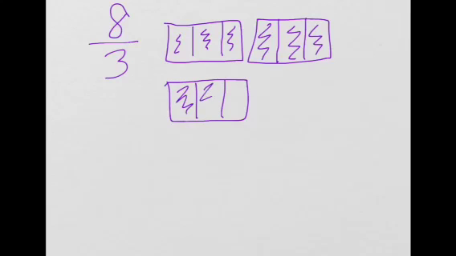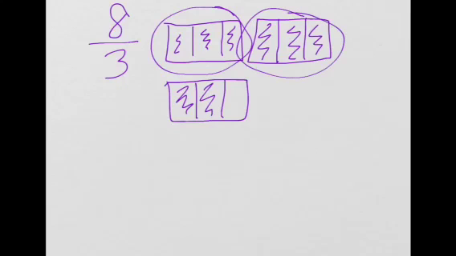Here's 7. Here's 8. So I can look at that and say this was one whole, 2 wholes, and 2 more thirds. So the fraction 2/3. So 8/3 becomes 2 2/3. Alright, let's try another one.